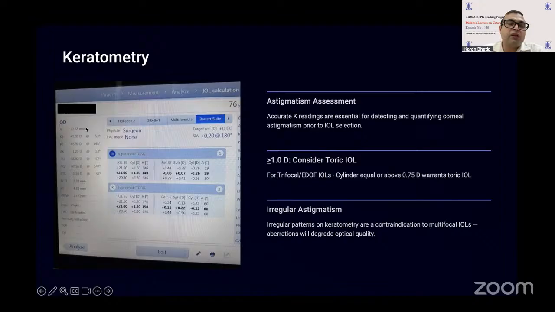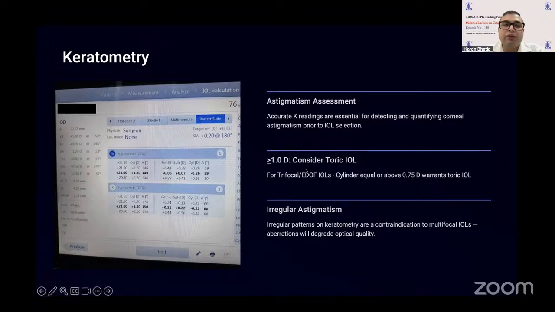It gives you the values of your K1, K2, and your average K. And you have the role of the newer optical biometers, such as the IOLMaster 700, which has the option of the TK, that is the true keratometry. Basically, this gives you the evaluation of the posterior segment as well. So astigmatism assessment is very important.